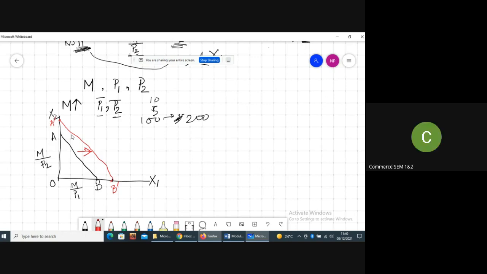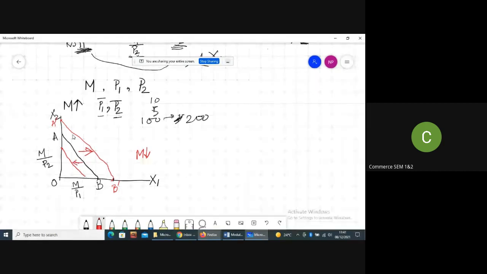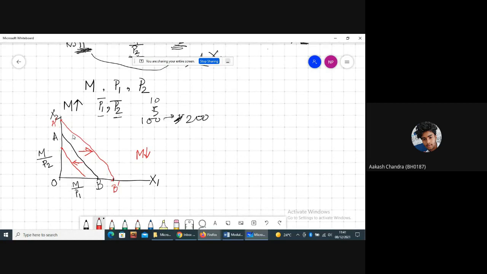Now what will happen if your money income decreases? It will shift left. Exactly the opposite thing will happen. If money income falls and prices are unchanged, the budget line will shift parallelly to the left side. Okay? Okay, sir.